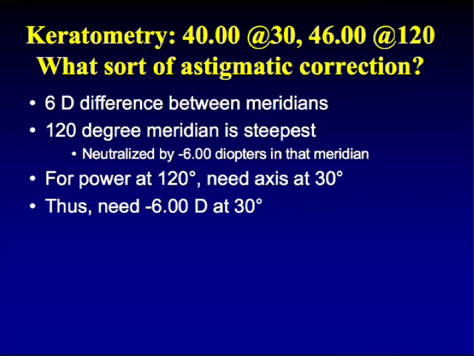Now here's one that comes up and that I'd like you to know about, because I think that it can have clinical implications. A patient has keratometry of 40 in the 30-degree meridian, 46 in the 120-degree meridian. What sort of astigmatic correction would you expect to see?